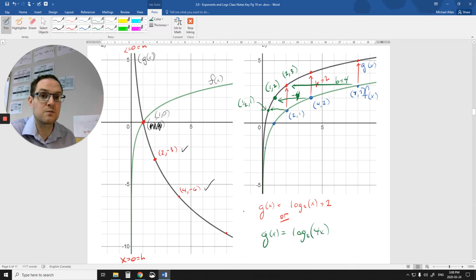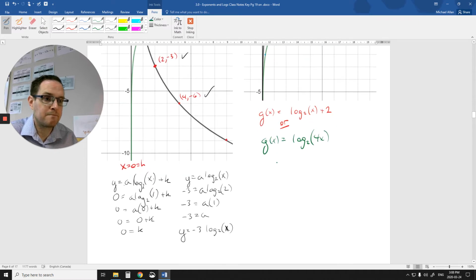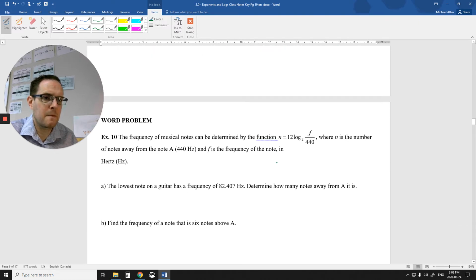And so these two graphs will essentially give us the same thing. Later on, you'll see that these two graphs are exactly the same thing, this plus 2 on the outside or this 4x on the inside here. And they can be written in different forms using different laws that we have. So both of these graphs are essentially the same. Okay, so that's how that works.